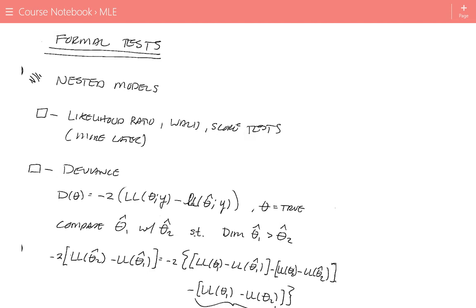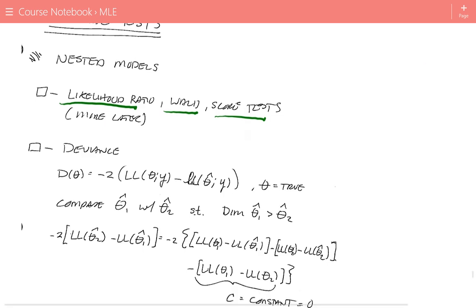Now, in addition to looking at graphs, there are some more formal tests, and you can look at tests regarding nested models. Really what this means is different specifications, typically of the set of regressors. And you can do likelihood, Wald, and score tests. These are the three classic tests. We'll talk more about that in a little bit.